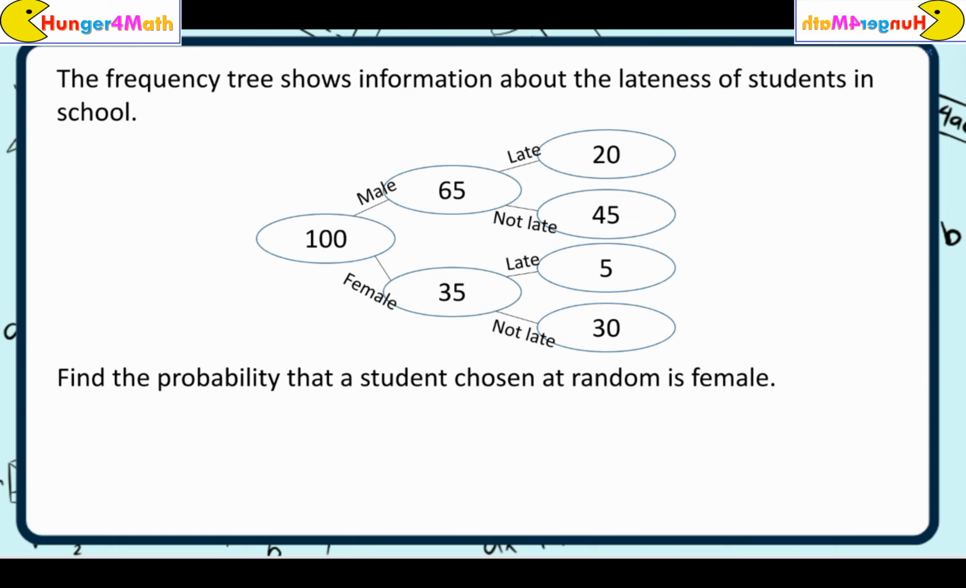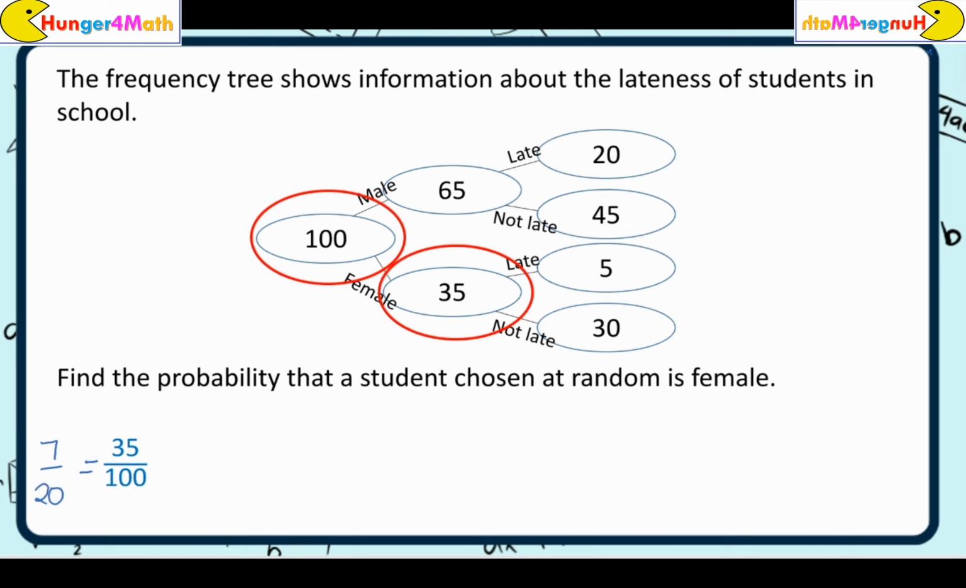Now we're going to use the tree diagram to answer the given problem. Find the probability that the student chosen at random is female. For the probability of female, that will be the total number of female students over the total number of students. Here we have a total of 100 students and 35 female students. So our answer will be 35 over 100. We can still simplify this. That is equal to 7 over 20.